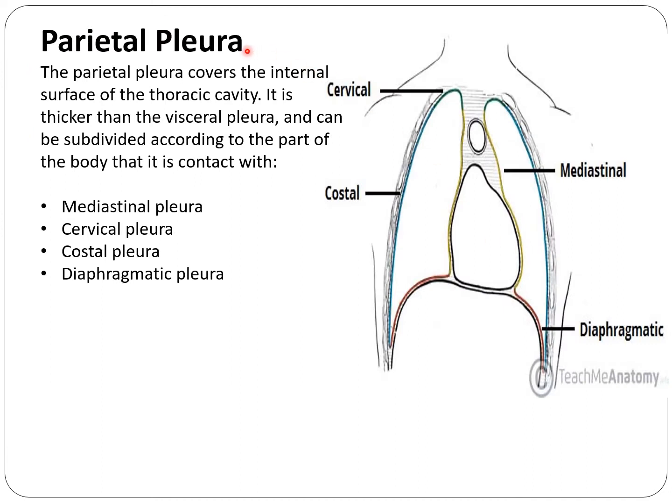About parietal pleura. Parietal pleura covers the internal surface of the thoracic cavity. It is thicker than visceral pleura and can be subdivided into the following four parts: mediastinal, cervical, costal and diaphragmatic. This is the costal part, diaphragmatic part, mediastinal part and the cervical part.